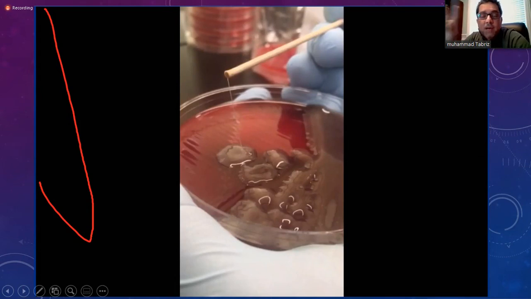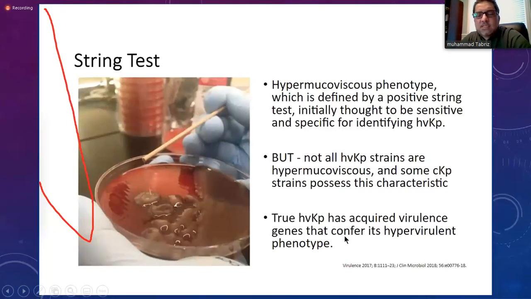This is not my case. My patient, which I presented, was the brain abscess one. This is from ID Week. They are showing this long string of colony. When you touch it with a stick, it comes up like this. This is a string. This is called a string test. This is a very simple test.